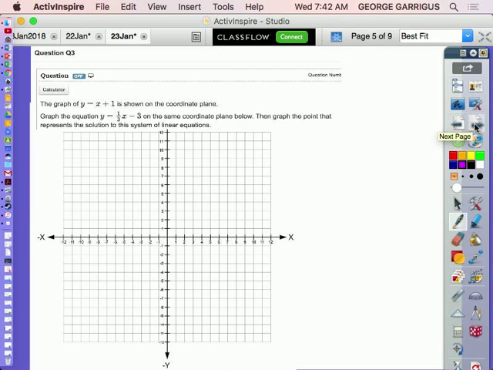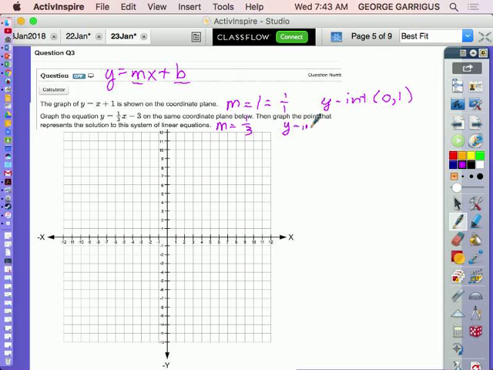Question 3 is very similar. You're still looking at y equals mx plus b, where the m is the slope of the line, b is the y-intercept. So in the first problem, the slope equals 1, which is 1 over 1, and the y-intercept is at 0, 1. You'll be able to see this paper better. These problems are posted on Google Classroom. The second equation, the slope is 1 over 3, and the y-intercept is 0, -3.